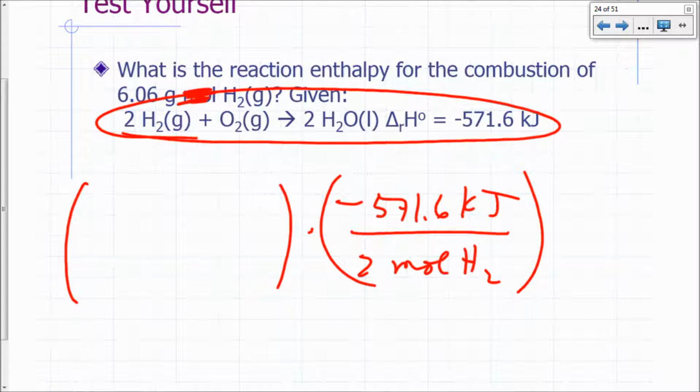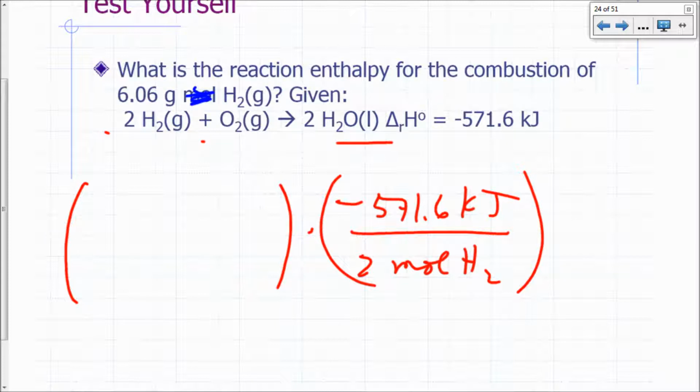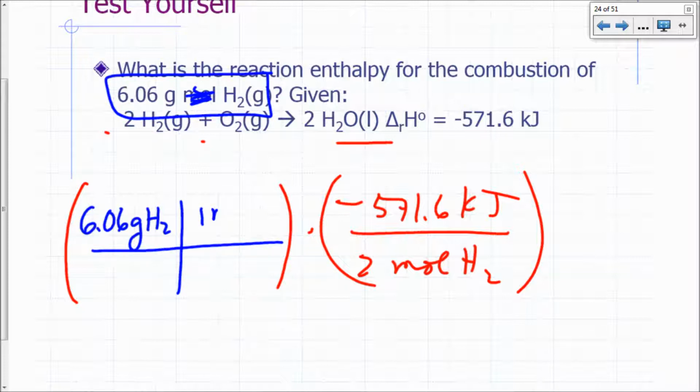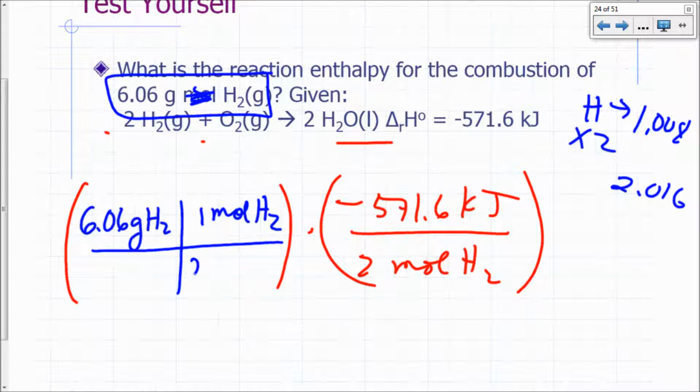Do I know how many moles of H2 I have? But I know grams. How do you change grams to moles? 6.0 grams of H2, change it to moles. 1 mole of H2 is how many grams? From the periodic table, it's 1.008 grams per mole, the molar mass of H, times 2. So that's going to give you 2.016 grams of H2 in a mole of H2. So grams cancel out.